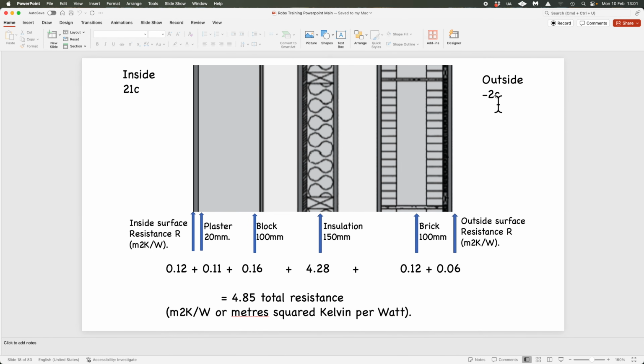Forget these inside and outside temperatures for the moment. We'll come on to that in the next section. So I hope everyone understands that little bit there. It's very, very easy to find your resistance value, your R value. Thickness divided by your conductivity gives you your R value.